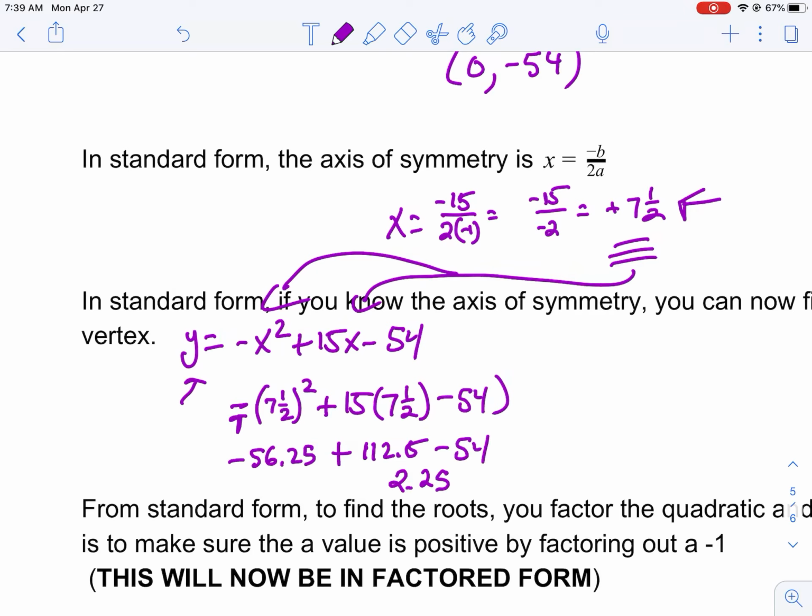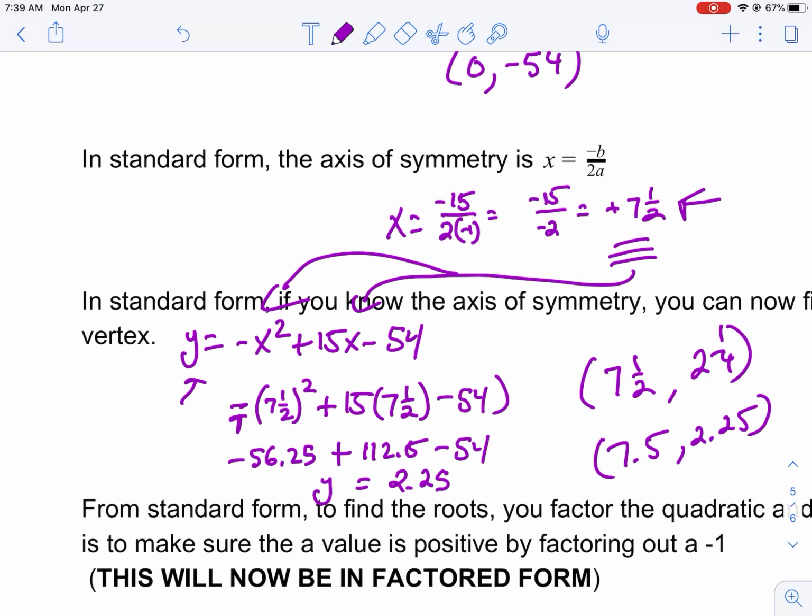So if this is the y, the x is 7.5 and the y is 2.25. So either vertex form will work.